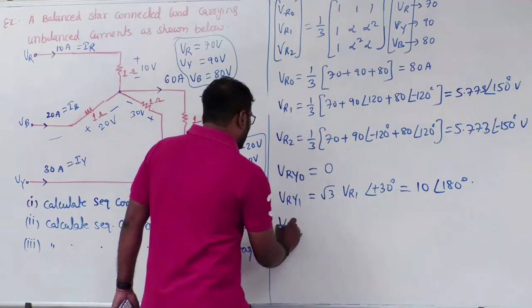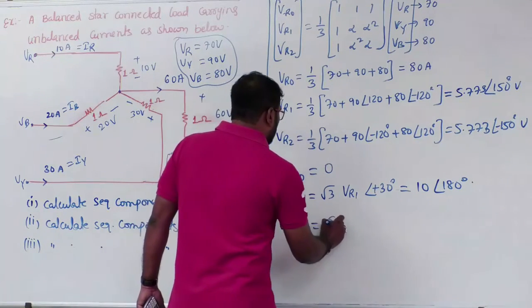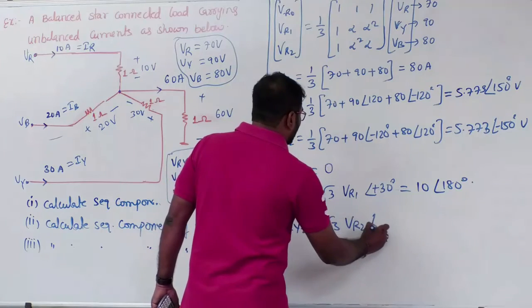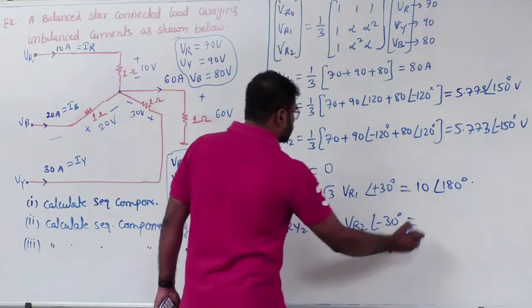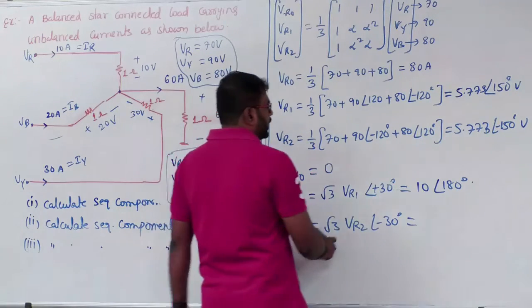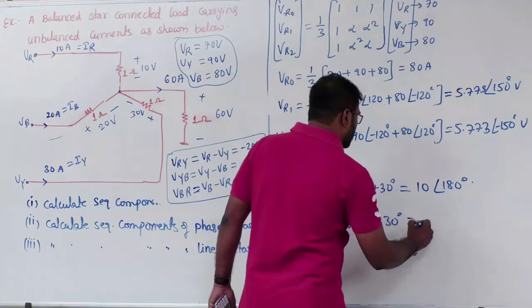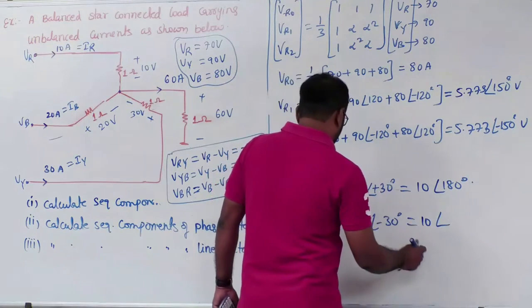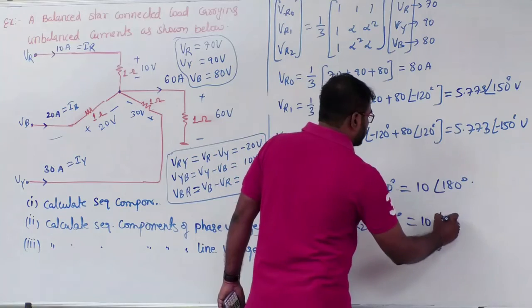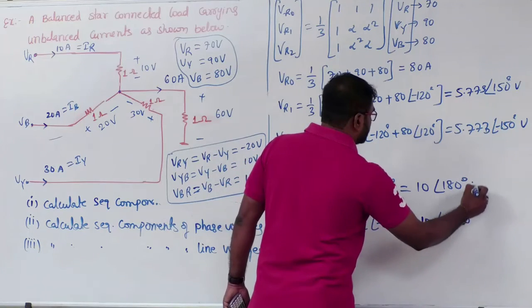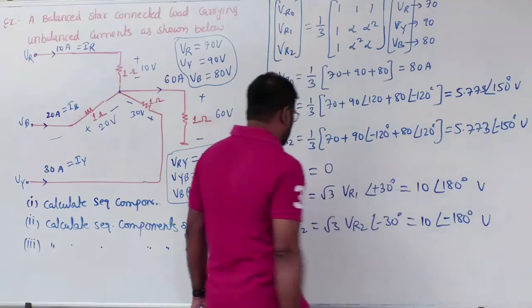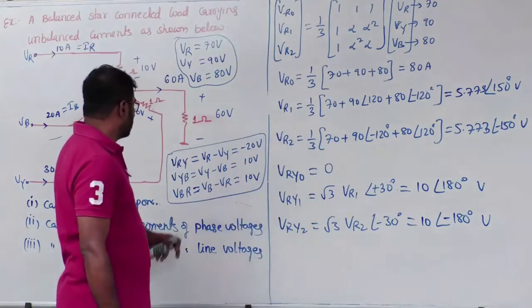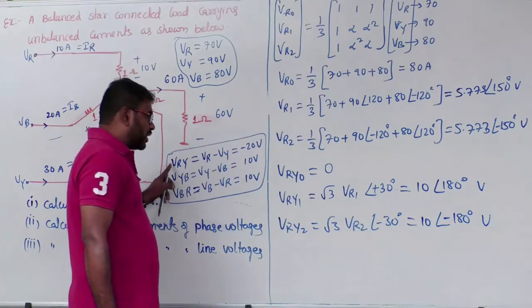So what about Vry2? Root 3 into Vr2 at an angle minus 30 degrees. So what do I get now? Root 3 into 5.773 is 10, at an angle minus 30 minus 150, which is minus 180 degrees. So even you can calculate using the fundamental relations.